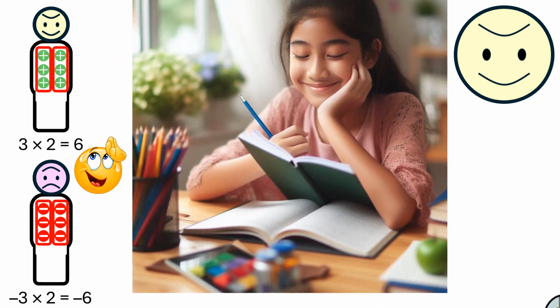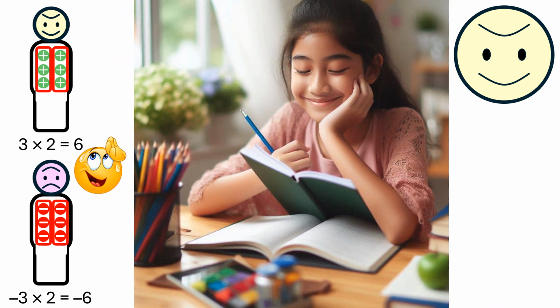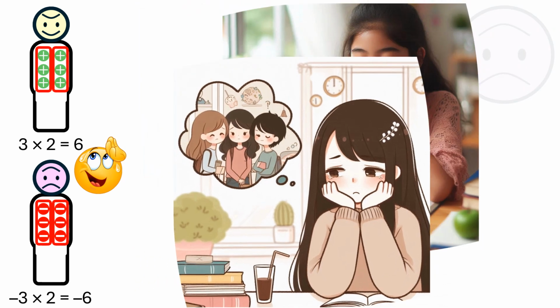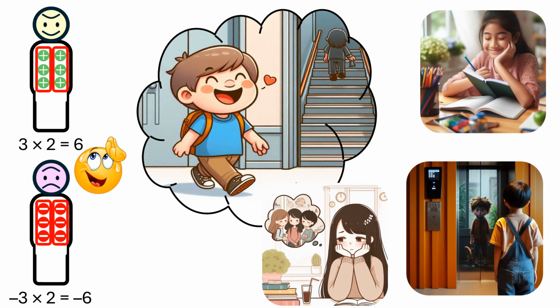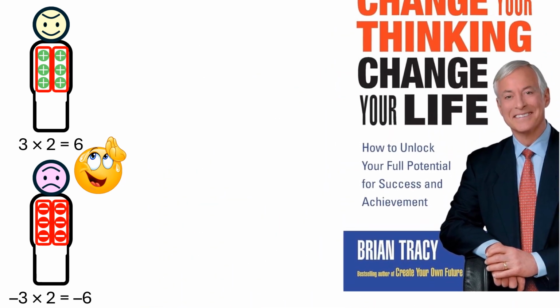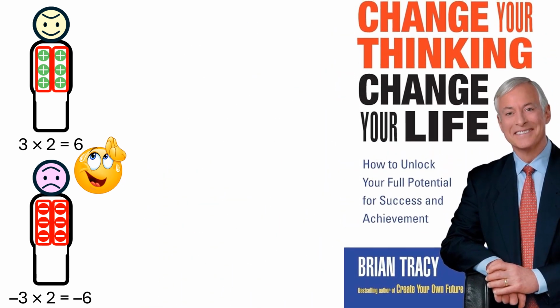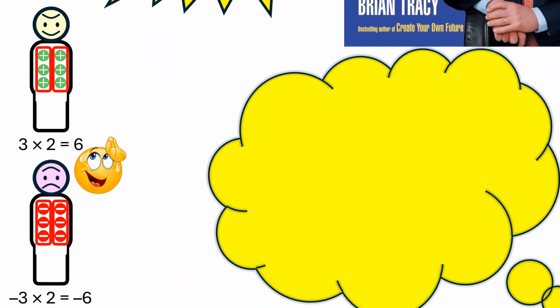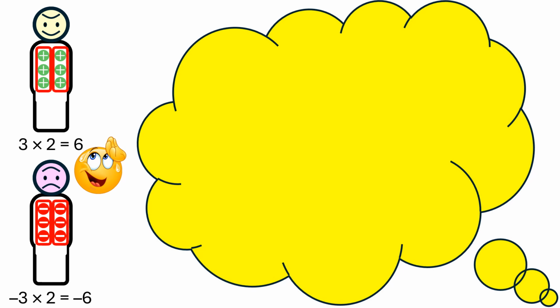Similarly, you could be happily reading during your study time, or sadly thinking of the fun you were missing out on during that time. Happiness or sadness does not always depend on the event. It's about your thinking, right? That's the reason why Brian Tracy's book, that teaches about changing your thinking to improve your life, sold more than 500,000 copies. So think of multiplication by the negative as a change.